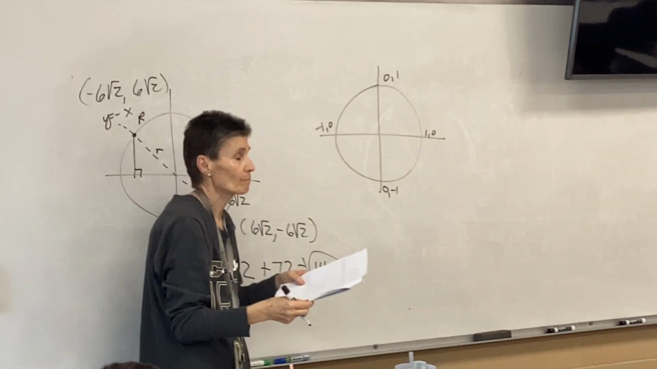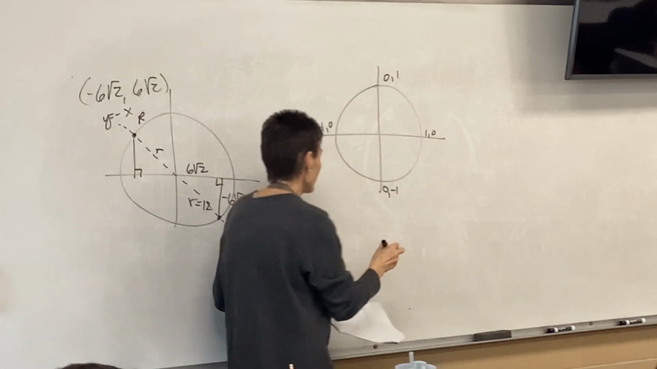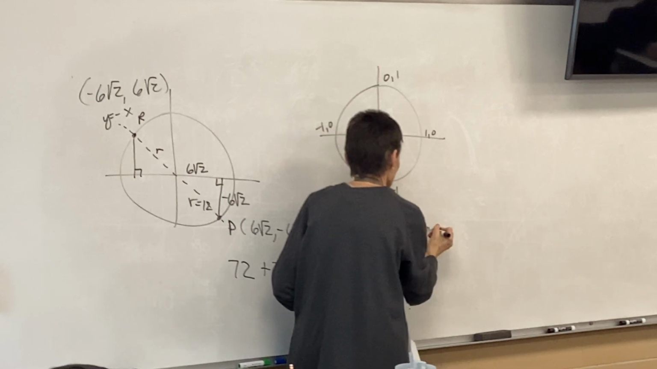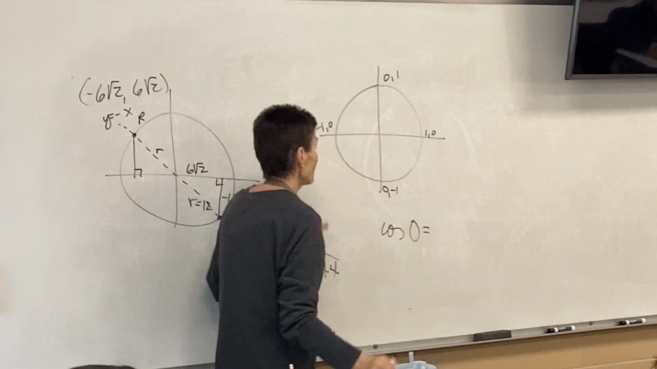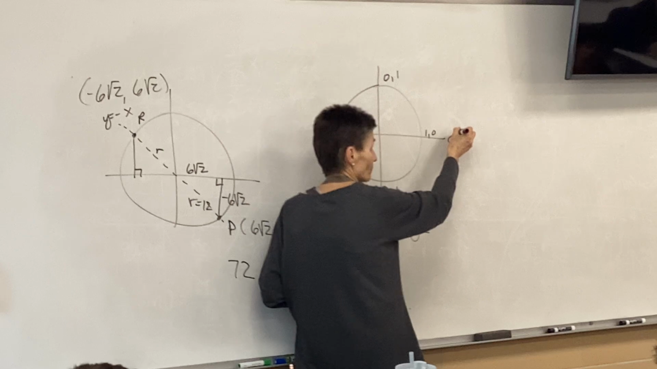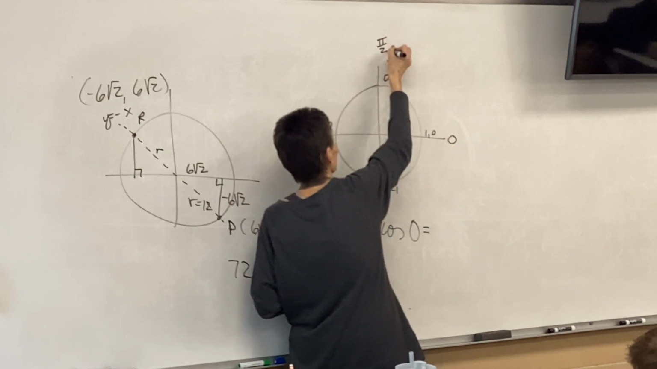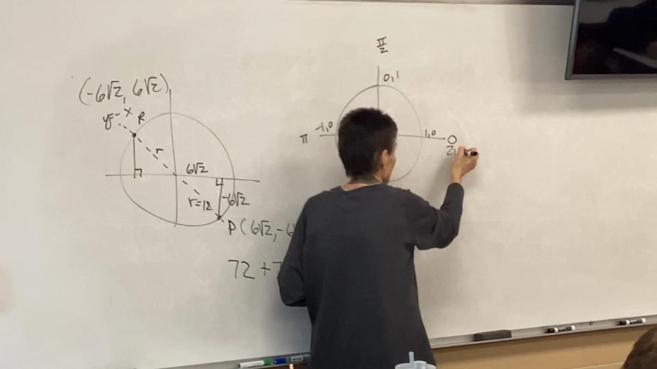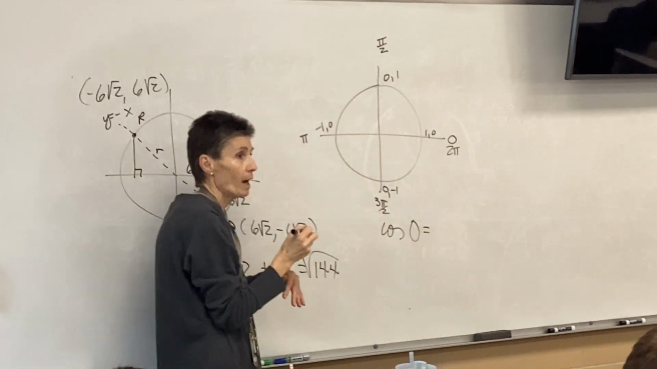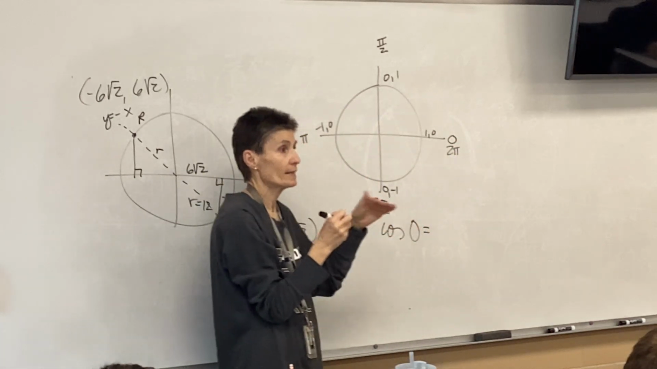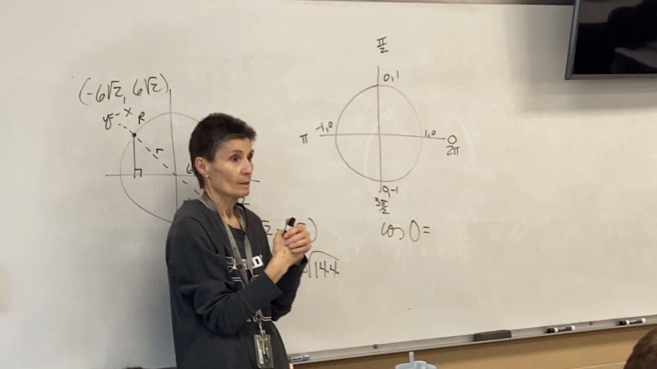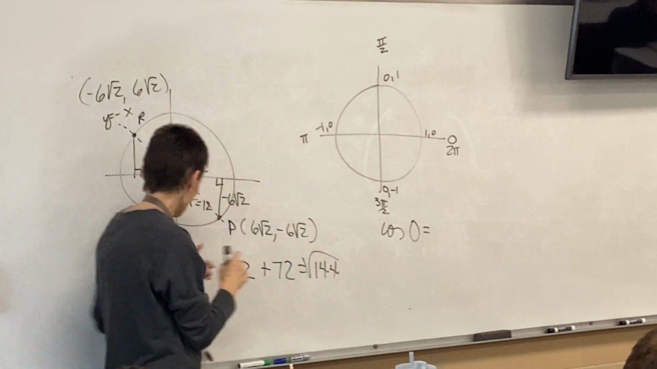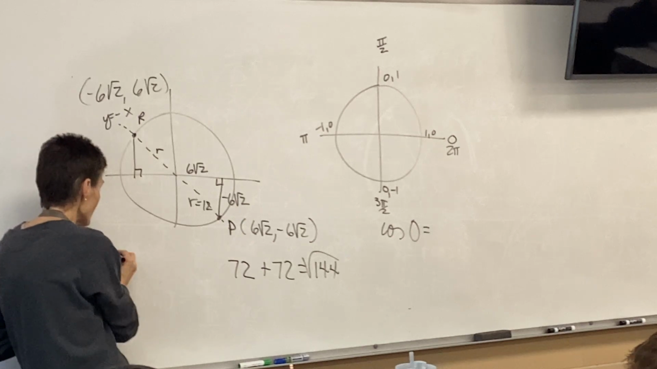Unit circle? Okay, so now I want to know what's the cosine of 0. Now remember, this is 0, pi over 2, pi, 3 pi over 2, and 2 pi. I want to know the cosine of 0. This is not hard. I erased it. But what's the definition of cosine?